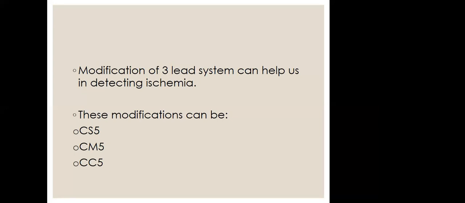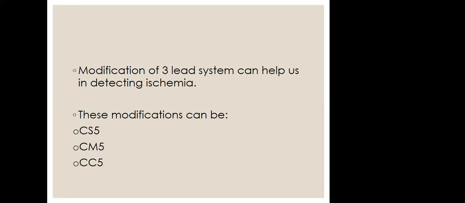If we are using the 3-lead system, we can use modifications to detect ischemia. These modifications can be CS5, CM5, and CC5. In CS5, the right arm electrode is placed under the right clavicle. The left arm electrode is placed at the V5 position, and the left leg electrode is placed anywhere on the left side.